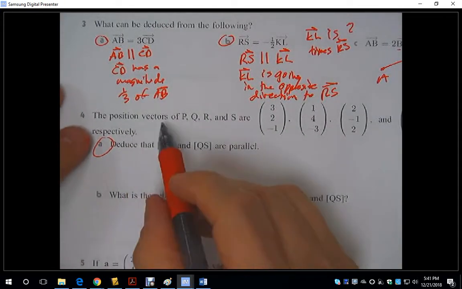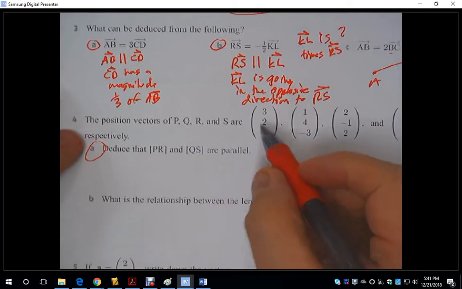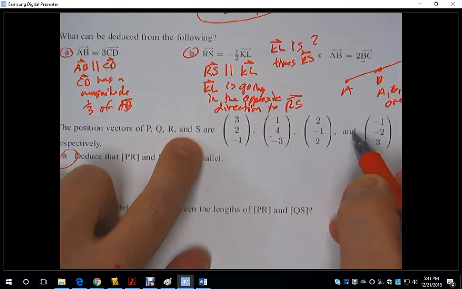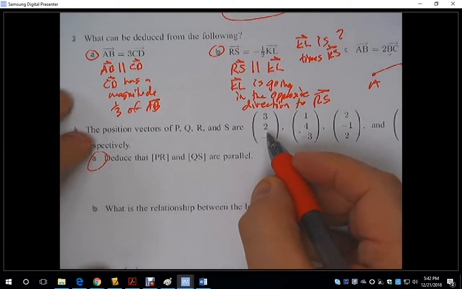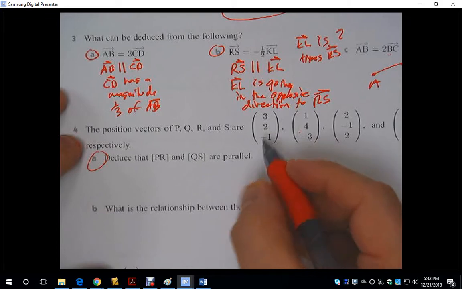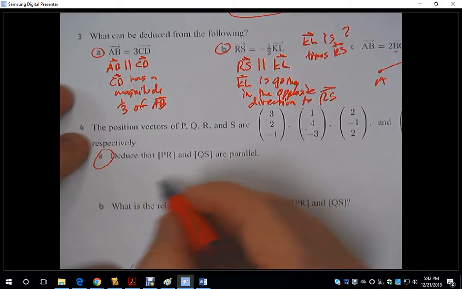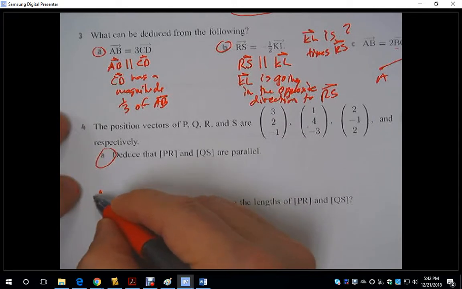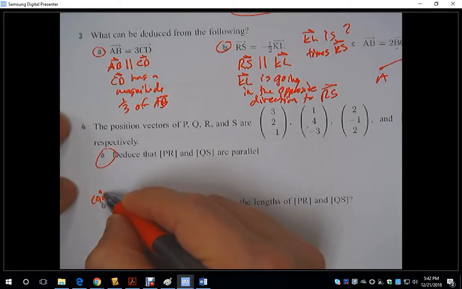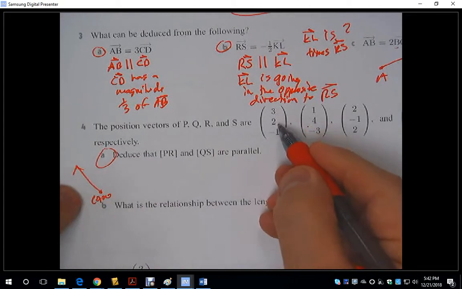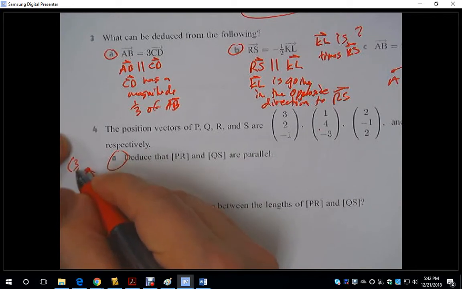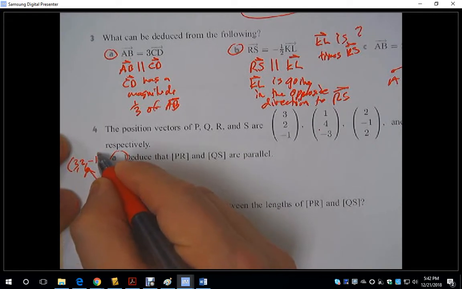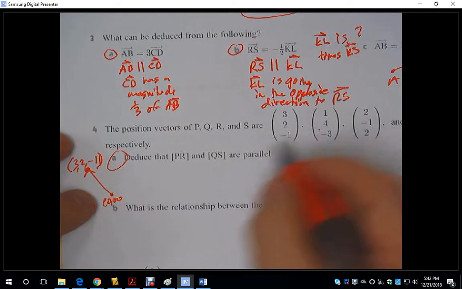All right, moving on. Number 4, so I have the position vectors P, Q, R, S. We have all these. And these are position vectors, so the tail of our vector is at the origin, (0, 0). So we have this vector from the origin, and then it branches out 3 to -1, which means this point here is whatever the point is, 3, -1.